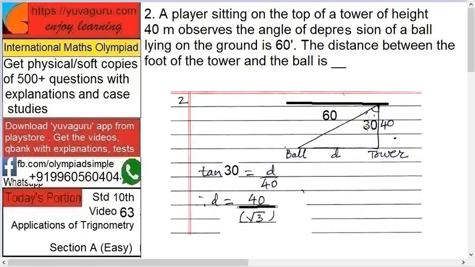So tan 30 equals opposite upon adjacent. So tan 30 equals D upon 40. So D equals what? 40 into tan 30. But what is tan 30? 1 by root 3. So D equals 40 by root 3.